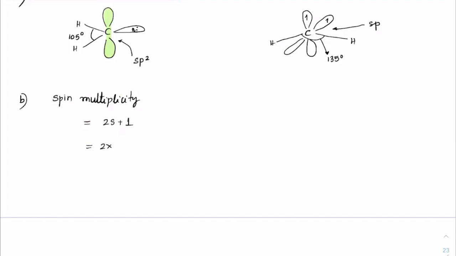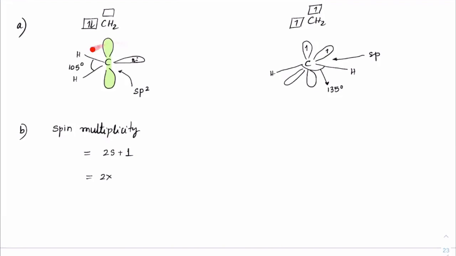So 2 into, when it comes to singlet, there are no unpaired electrons. It's a paired electron. So 2 into 0 plus 1. So the spin multiplicity is only 1. That's why the name given is singlet. That's why it is termed as singlet.